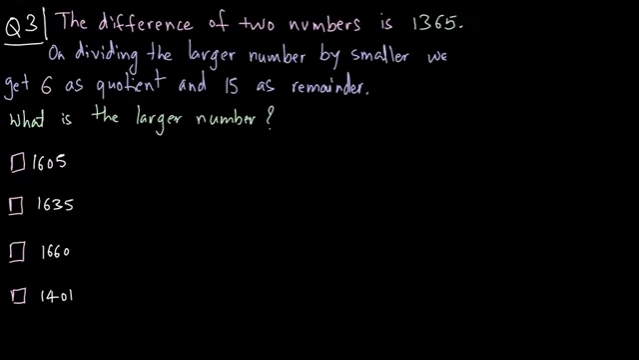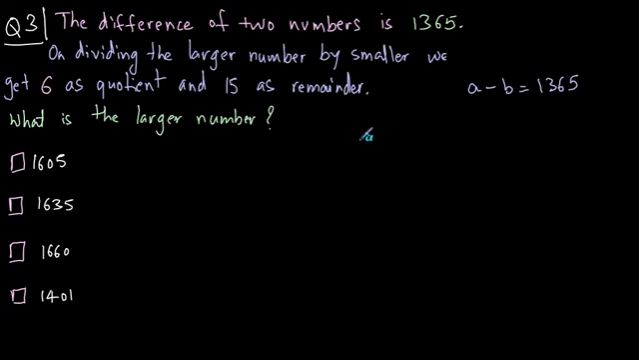Okay, time to solve the third question. We have been given the difference of two numbers. So let the numbers be a and b. So we get a minus b equals 1365. Now on dividing the larger number by smaller number, we get 6 as quotient and 15 as remainder. So let the larger number be a and the smaller number be b. So we are dividing the larger number by the smaller number. So we are dividing a by b.